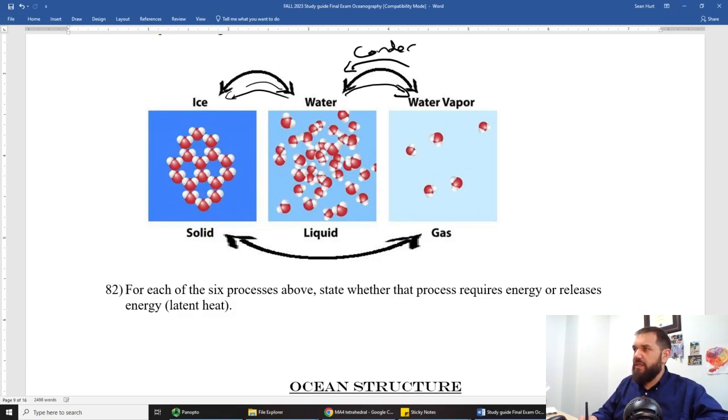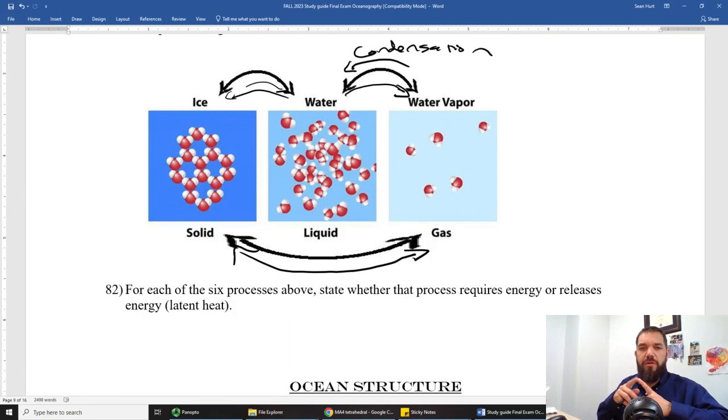That's condensation, okay? Now, a lot of people don't know these processes down here that skip the liquid phase and go directly from a solid to a gas or a gas to a solid. That's called sublimation when you go from a solid to a gas, and then it's called deposition when you go from the gas to the solid phase.